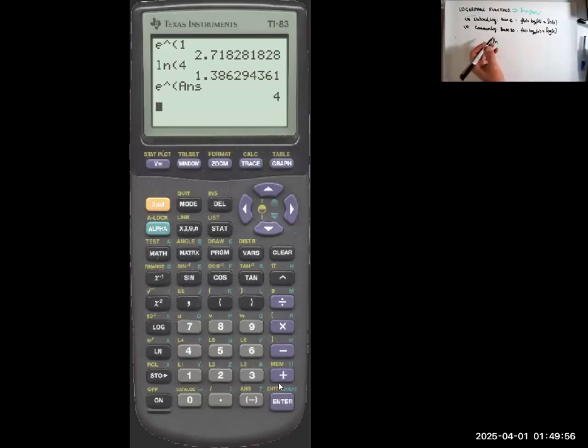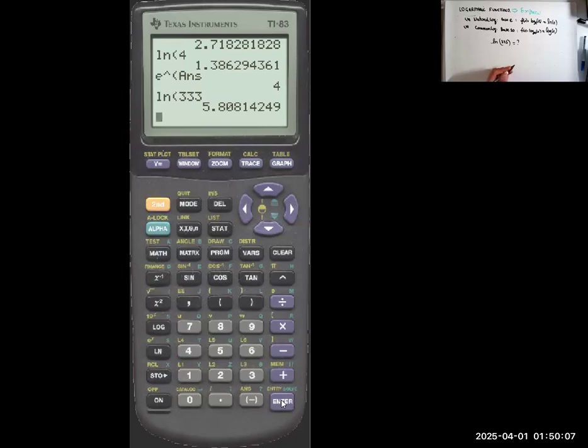If I do ln of, I don't know, 333, I have no idea how much that is. We'll just simply use the calculator. That would be 5.80 something. If I do e raised to this number, I do second answer, that will give me 333, I hope. Voila. Okay. So very quick introduction, folks.